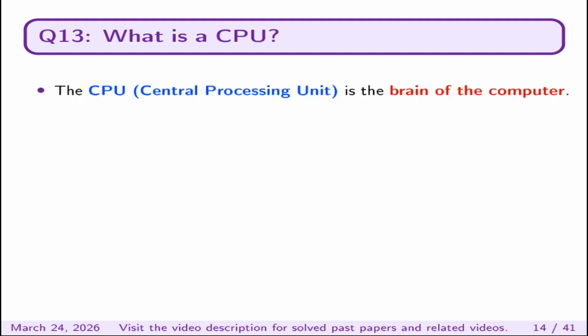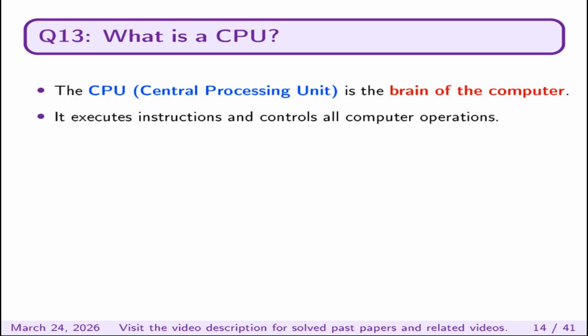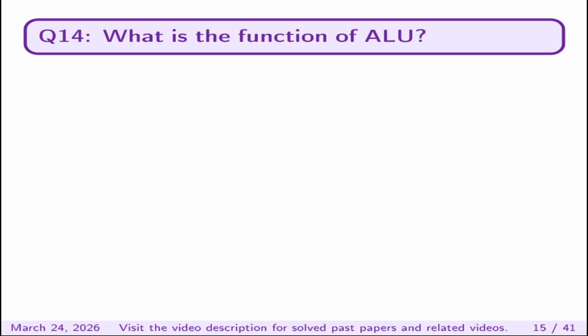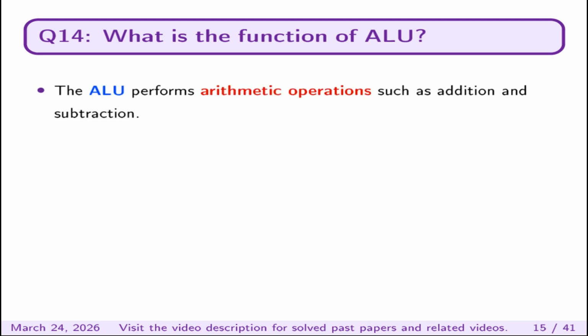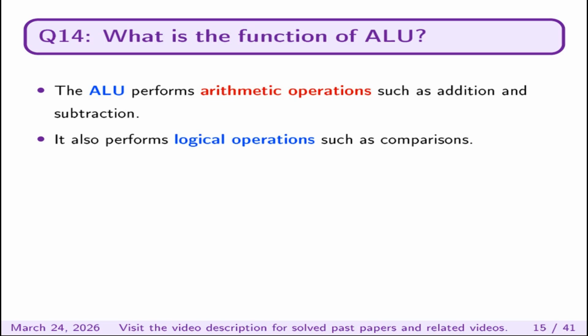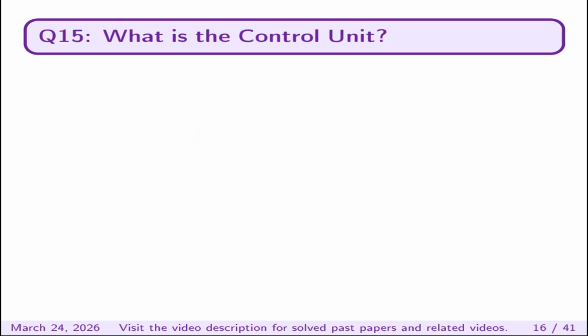What is a CPU? The CPU, that is central processing unit, is the brain of the computer. It executes instructions and controls all computer operations. What is the function of arithmetic logical unit? The ALU performs arithmetic operations such as addition and subtraction. It also performs logical operations such as comparisons.